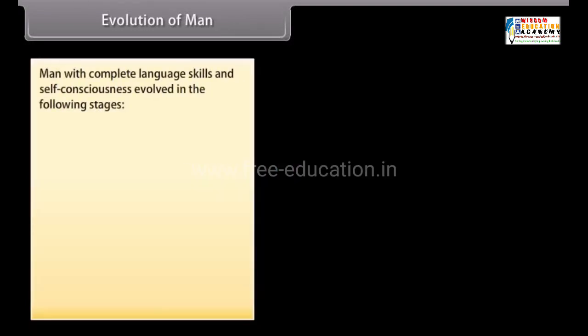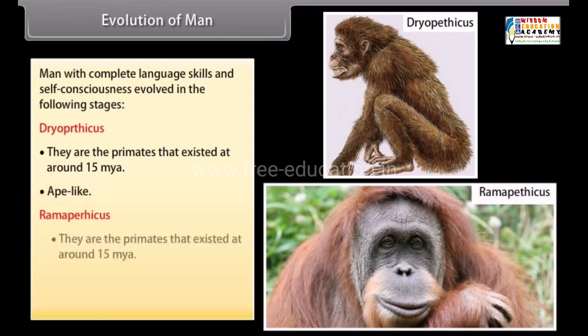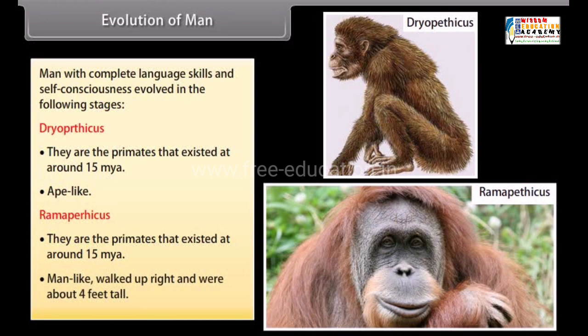Evolution of man. Man with complete language skills and self-consciousness evolved in the following stages. Dryopithecus are the primates that existed at around 15 million years ago, ape-like. Ramapithecus are the primates that existed at around 15 million years ago. Man-like, walked upright and were about 4 feet tall.